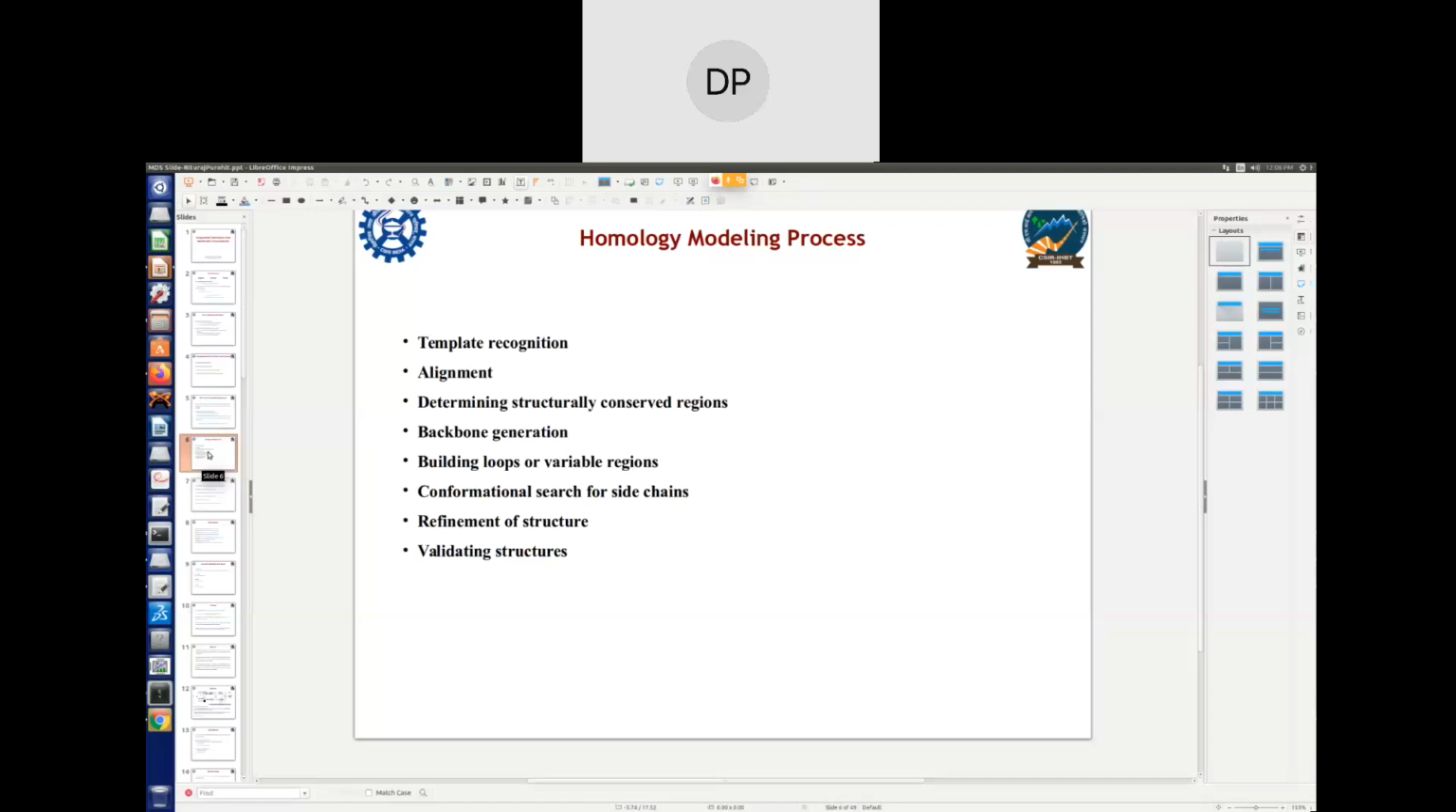So to search for a template, it is very important to check the identity of the query sequence and the database sequence or the template sequence. Then after that, you have to align them, and see what the gaps in between are, where the coverage is, and which portion is not covered, for which you have to go for loop modeling, backbone generation, and all these techniques. And after that, you need to validate it, whether the structure you got from homology modeling fulfills the criteria like Ramachandran plot, energy, and everything you have to check.